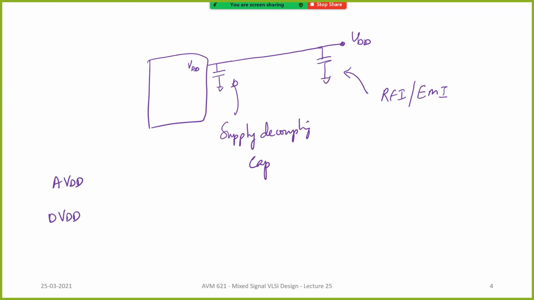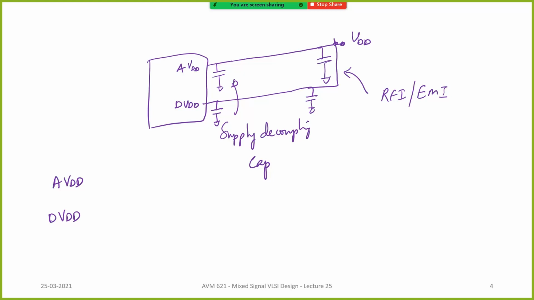Ultimately at the board, they will all be connected together. So for example, if this is A VDD and this is D VDD, you will have a separate capacitance, and then here they will all be joined together. But you make sure that at least you put all these decoupling capacitors and try to clean up your supply as much as you can. You can also look at their typical application circuit. It will be a really good exercise for you to go through any one of the data sheets. Any questions, any doubts?